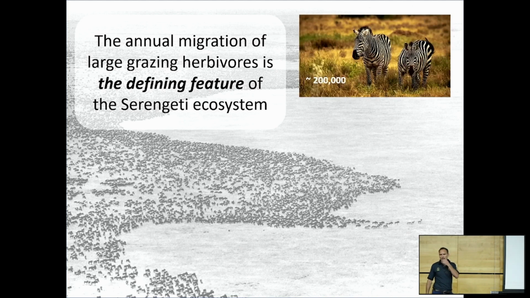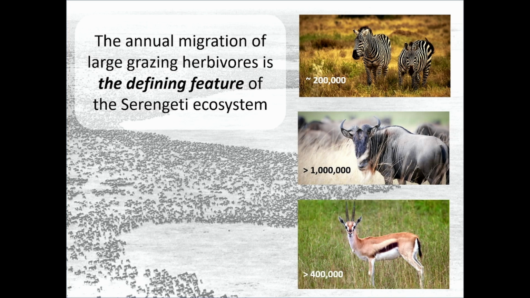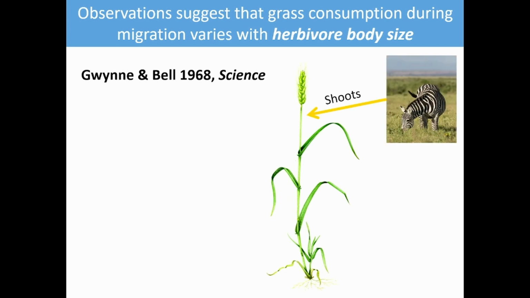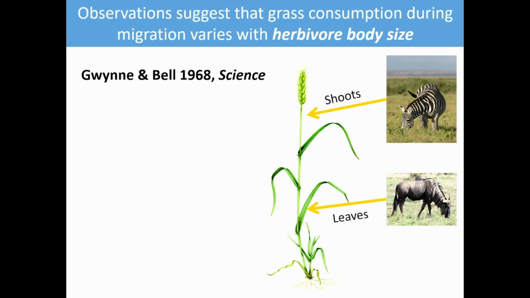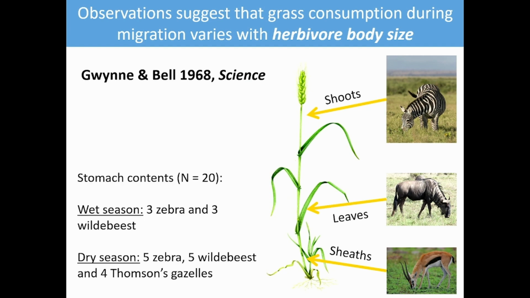But in Serengeti, this migration is composed of roughly 200,000 zebras, somewhere over 1 million wildebeests, and over 400,000 Thompson's gazelles. So what do we know about this migration? Well, if we look back historically in the literature, Gwynne and Bell in the late 60s suggested that there was significant variation in consumption by these herbivores, in which zebra tended to eat the tops of grasses as they migrated through the veld. Wildebeest tended to focus on the leaves, and Thompson's gazelles on the sheaths. I simply note that this came from a relatively small number of samples, just 6 individuals in the wet season and 14 in the dry season.